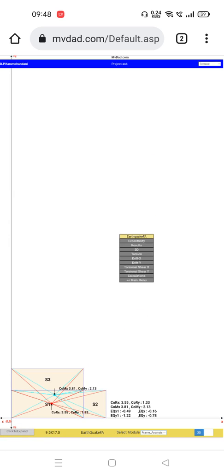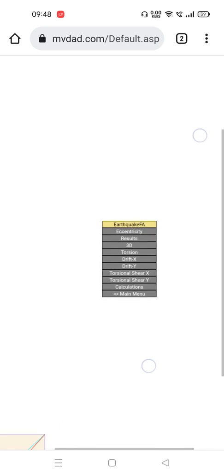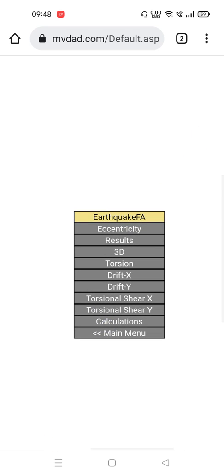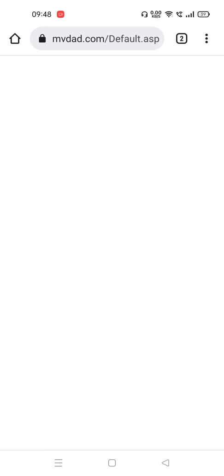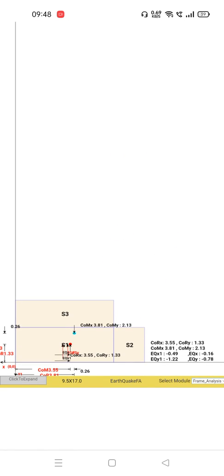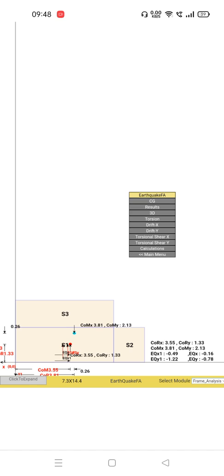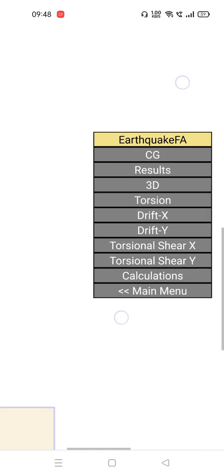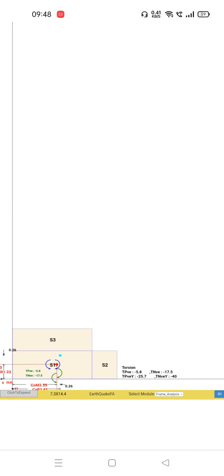In this submenu, to check eccentricity, you will get the eccentricity values. In torsion, you can see the floor-wise torsion on the plan.